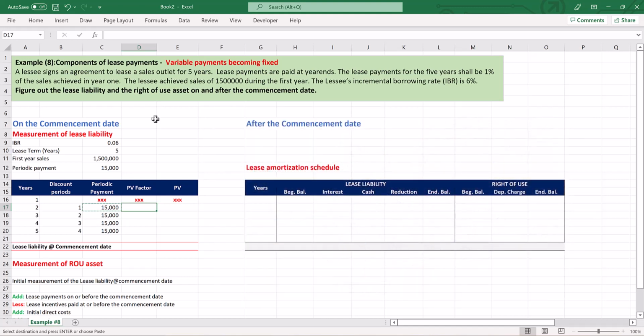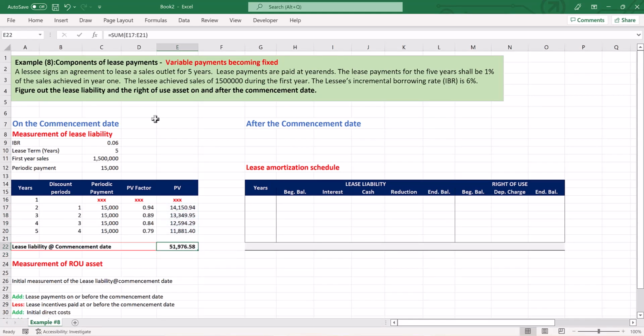Calculate the present value factors in the next column. Then the present value for each payment calculated at the end of the first year. Adding up, and we get the carrying amount of the lease liability at the end of the first year.